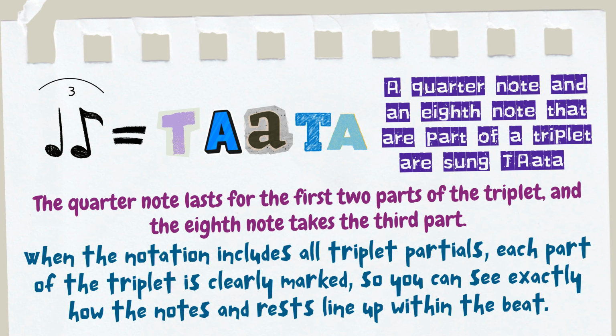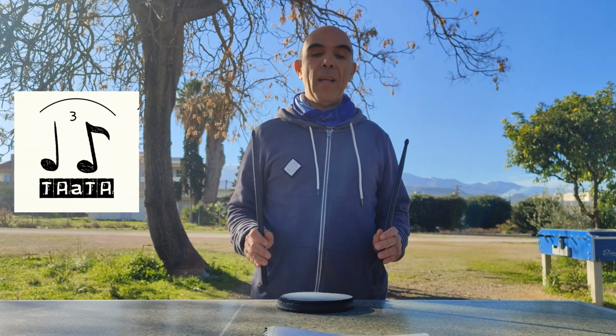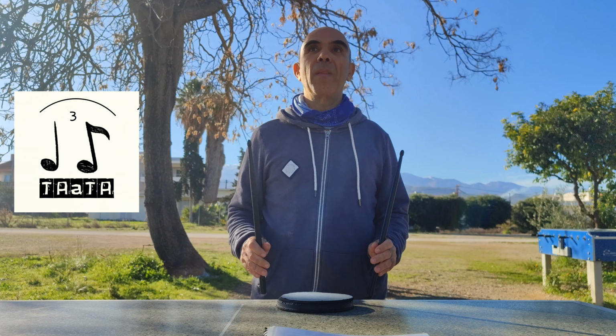A quarter note and an 8th note that are part of a triplet are sung ta-ta. The quarter note lasts for the first 2 parts of the triplet, and the 8th note takes the third part. Ta-ta, ta-ta, ta-ta, ta-ta.